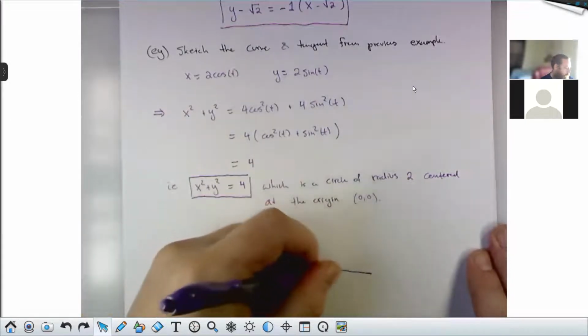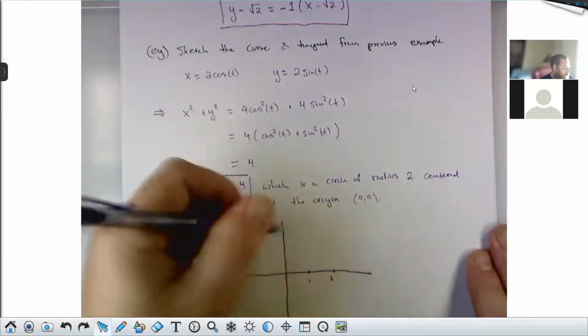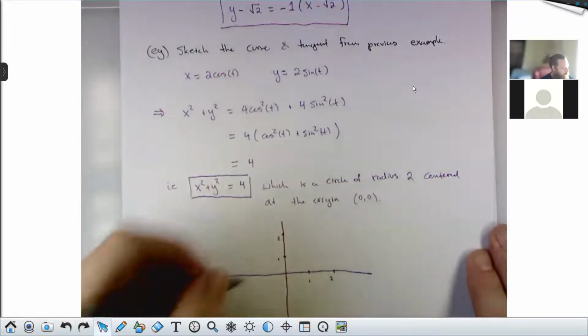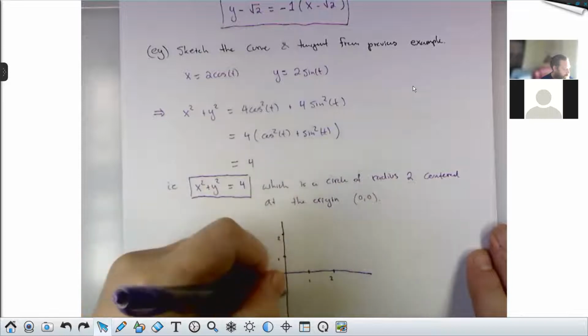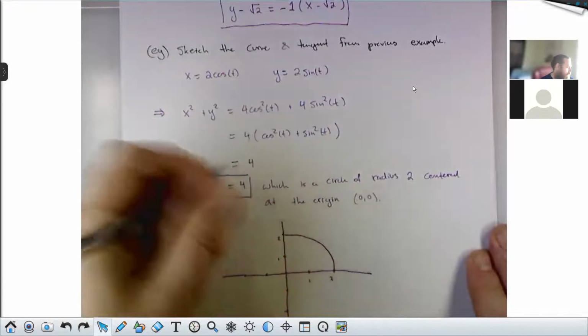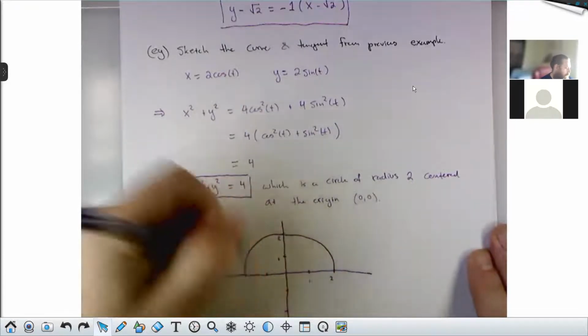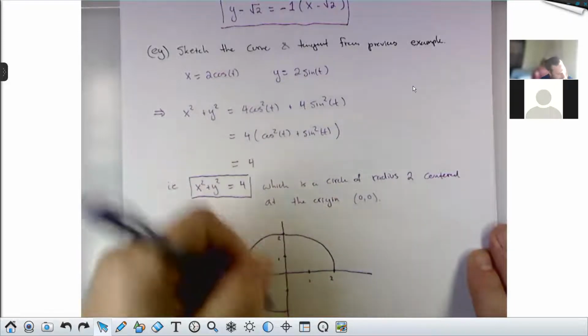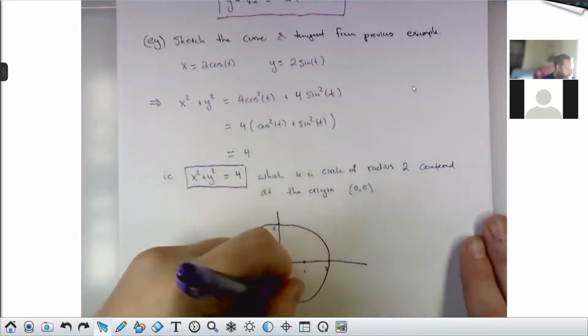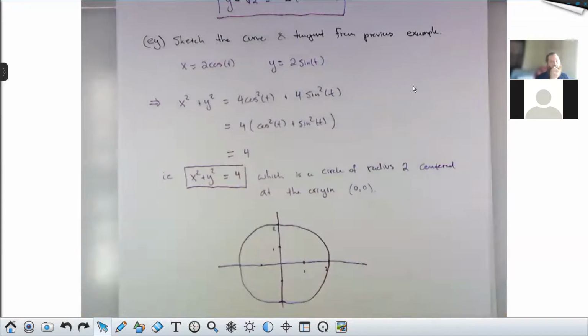I'll call this 1, 2. More or less, that's what's going on here. My art is not perfect, but it's a circle, centered at the origin of radius 2. And the point square root of 2 comma square root of 2 is right here.